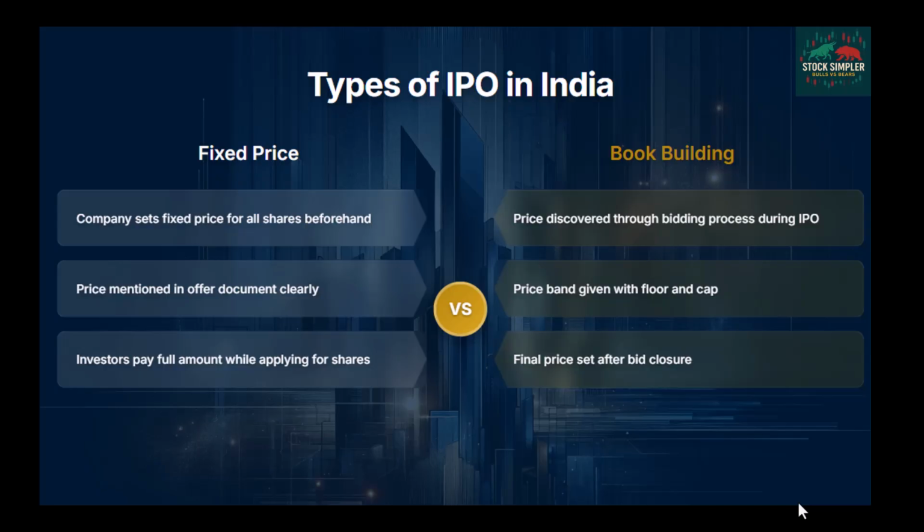In India, there are mainly two types of IPO issues. One is fixed price issue, where a single price is set before the subscription period, whereas in the case of book building issue, the price band is announced and investors bid within the range. We also have the offer for sale route, where existing shareholders sell shares directly to the public. And most commonly, book building IPO is preferred as compared to fixed price, but there are some cases where fixed price IPO is also there.